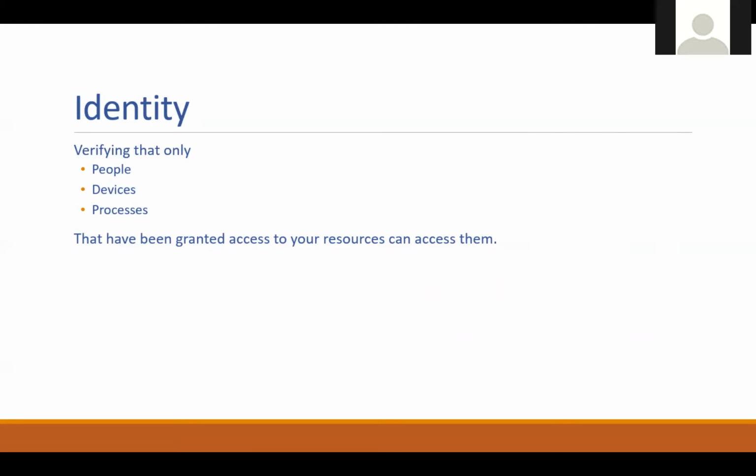Identity: we're trying to verify that only the people, the devices, and the processes that have been granted access to our resources can access them. And this is our students, our staff, our faculty, the public, devices that we own, devices that are personally owned, and processes that are run within the system to exchange information automatically, to make sure that the processes are identified themselves as well.